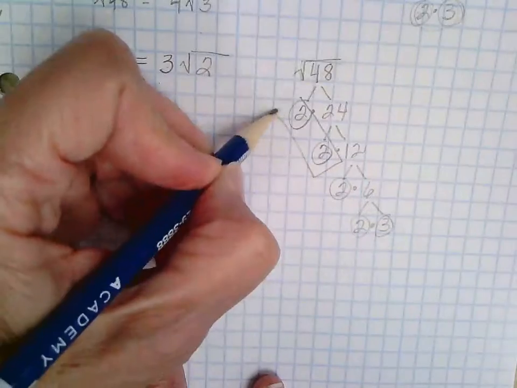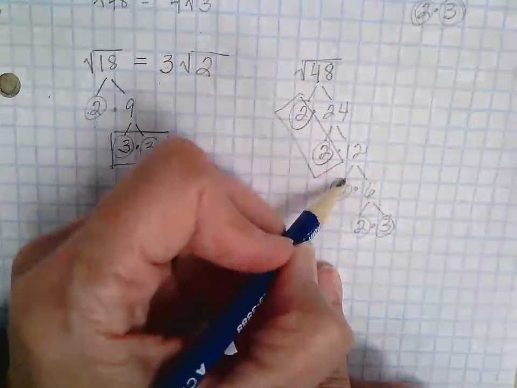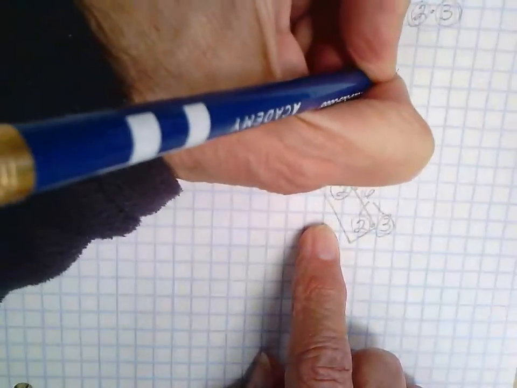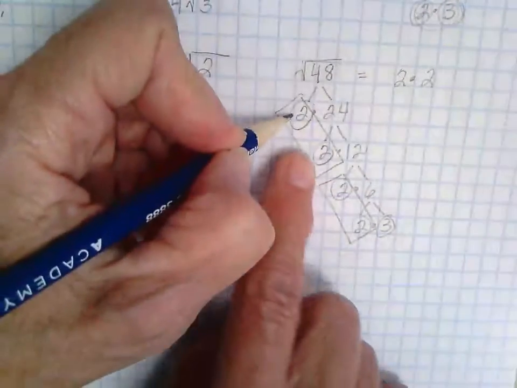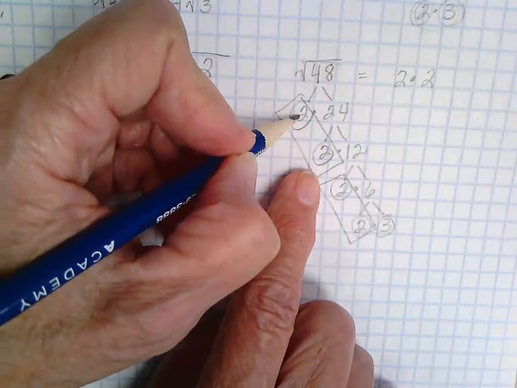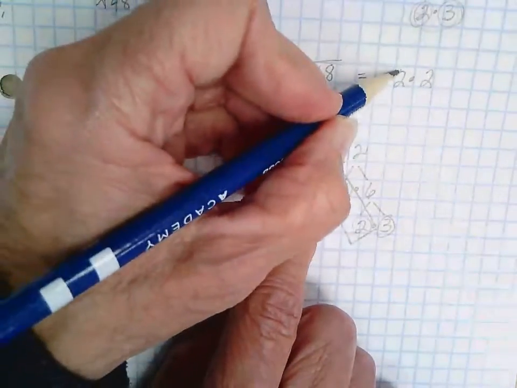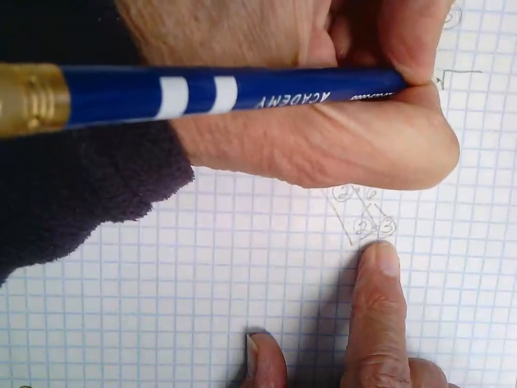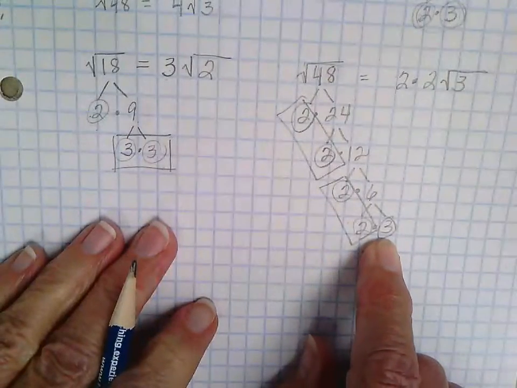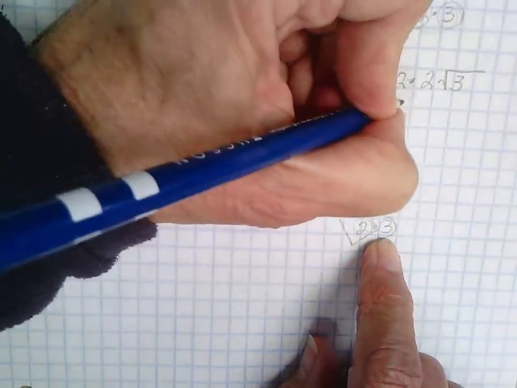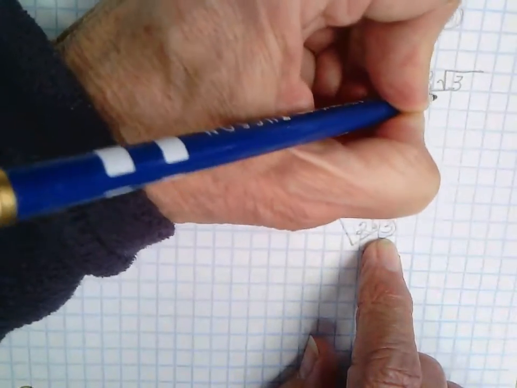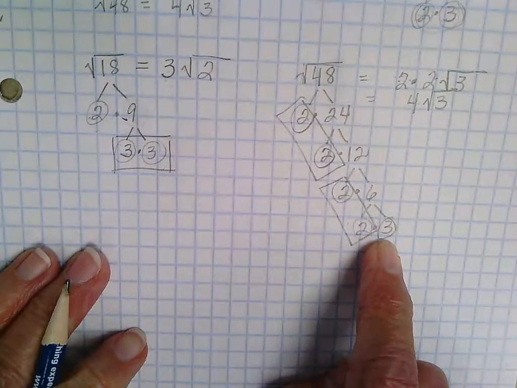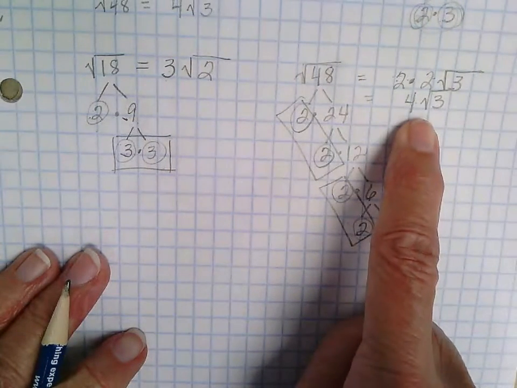So here I have a pair of 2's, but I also have another pair of 2's. So this is going to be 2 times 2, because I'm just writing the single digit of the pair that I circled for each one, and then what I have left, there's nothing to multiply that by, so that goes under the radical sign. So now I'm going to say that this is equal to 4 root 3 because I'm going to do that multiplication. And that is what the square root of 48 is equal to in simplified form.